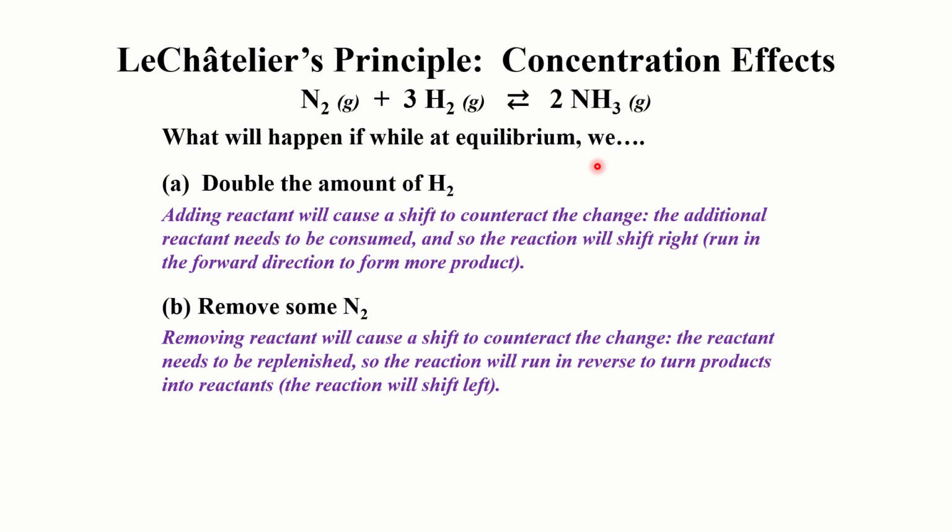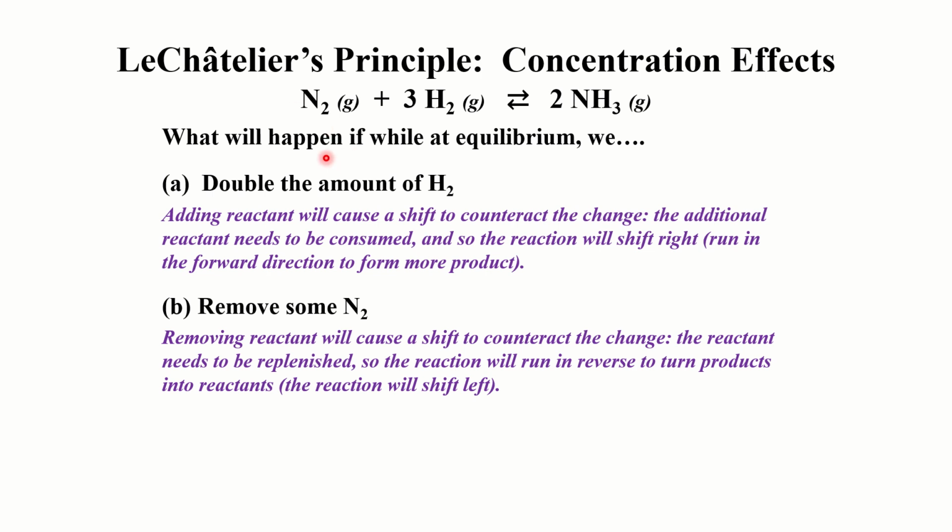What if we remove some N2? What if we take some N2 and pull it out here? Instead of adding weight to one side, it's like removing weight from one side. So if you remove some weight from the left side, so to speak, now the left side's too light.